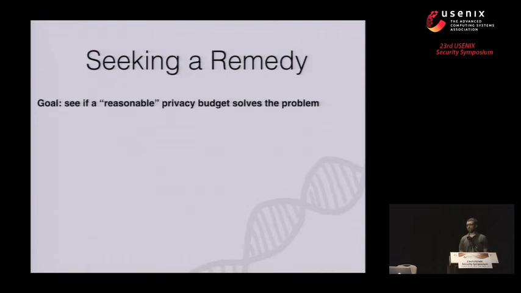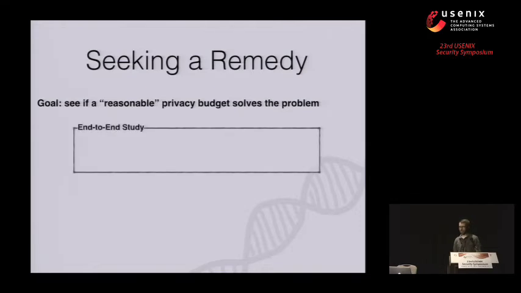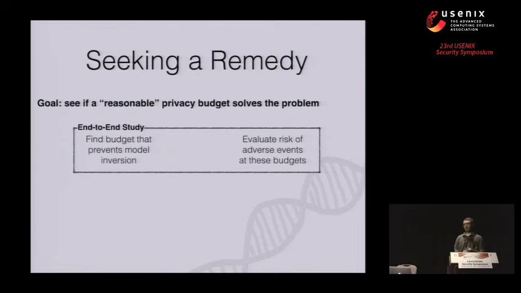So for us, the question is, can we find a reasonable privacy budget that allows us to add just enough noise to the model to protect these genomic inputs without overwhelming the model with so much noise that it gives us garbage outputs? And this is what the end-to-end study characterizes. So on the one end, we're going to find a range of privacy budgets that does prevent our model inversion attack. And on the other, we're going to evaluate how well pharmacogenetic models that are trained at those privacy budget settings do in predicting warfarin dosages for patients.